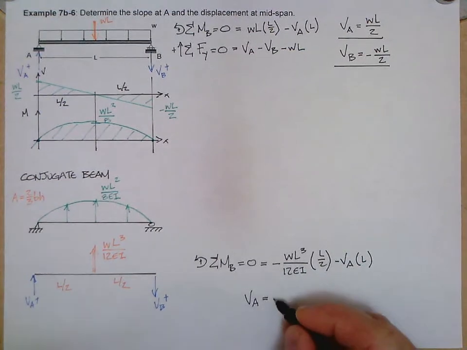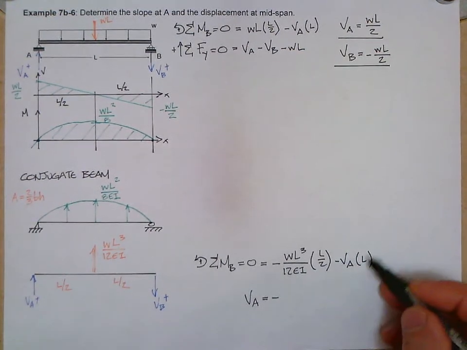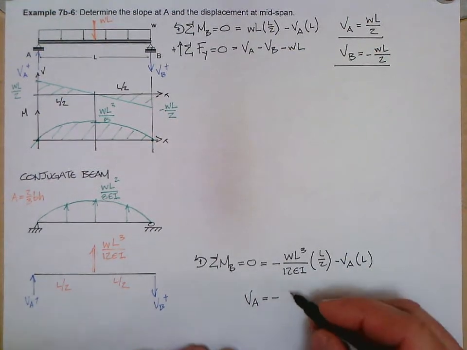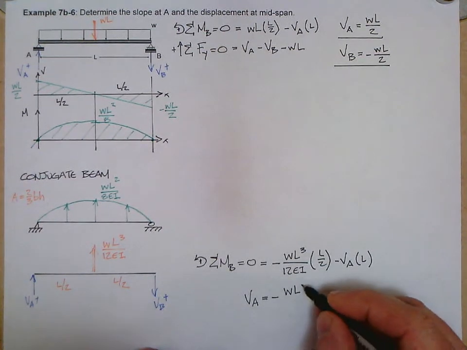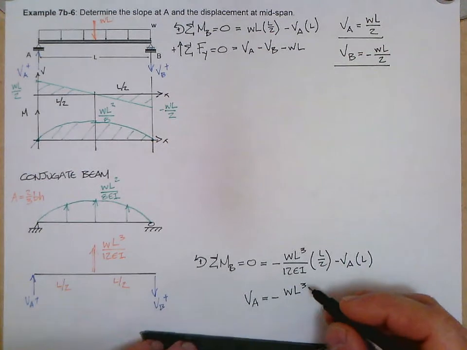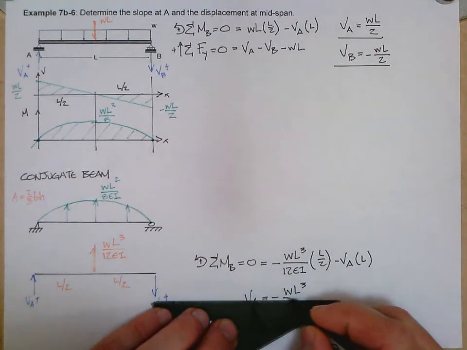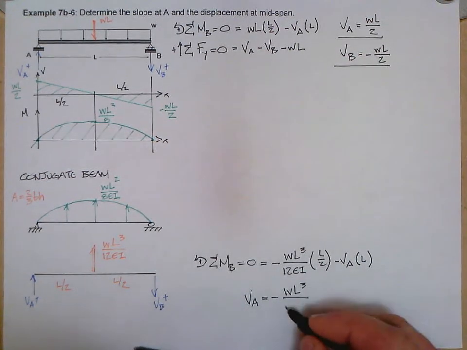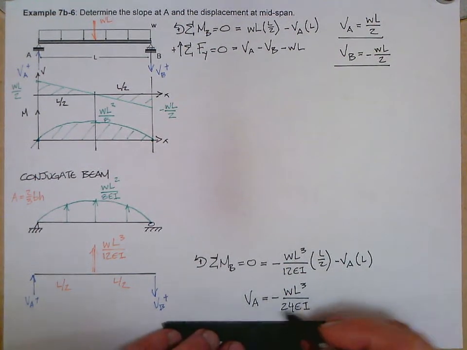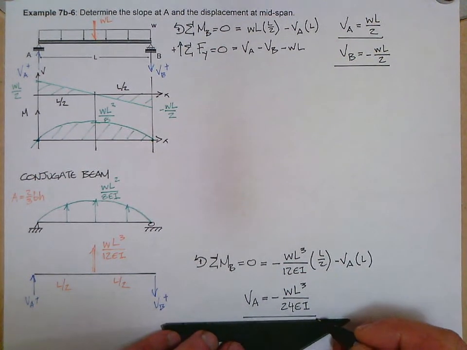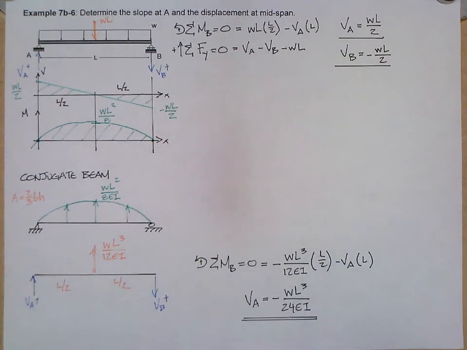So I should be able to solve for the shear at A. It looks like it's going to be negative. Just basically divide by L. So it looks like that's going to be WL cubed over 24 EI. That seems reasonable. I think that's the correct answer.